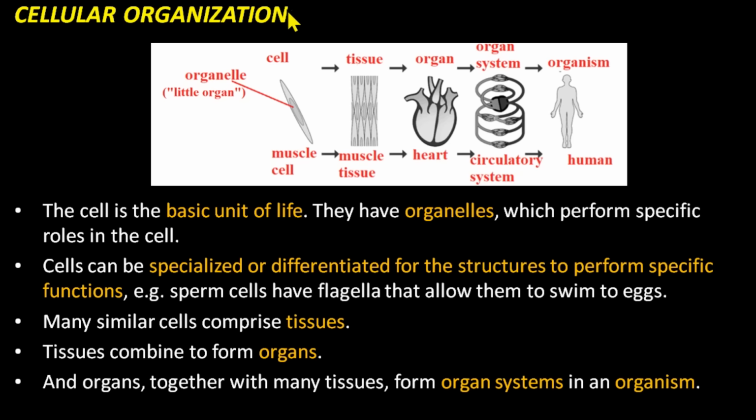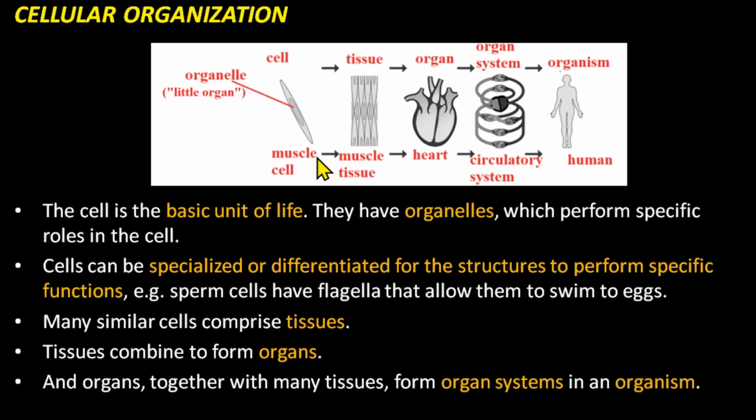Cellular organization. So first of all, the cell is the basic unit of life. In each cell are organelles such as the nucleus and the mitochondrion. Each of these performs specific roles in the cell. Now the cells can be specialized or differentiated for the structures to perform specific functions. So for example, sperm cells have flagella, or like little tails, that allow them to swim towards eggs to fertilize them.